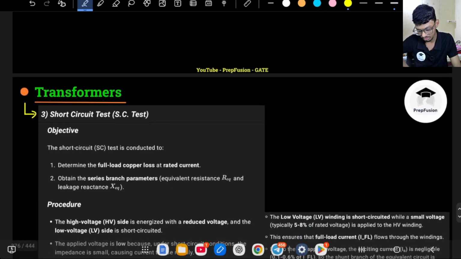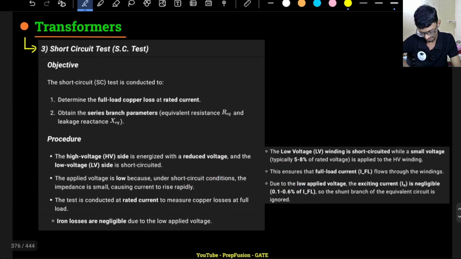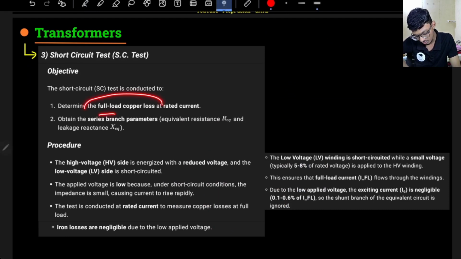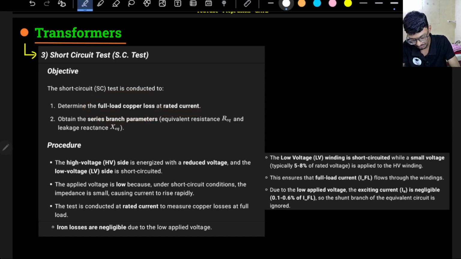Okay, now let's discuss the short circuit test. So what is the short circuit test? The short circuit test is used to determine the full load copper loss at rated current. To find out the full load copper loss, what do I need? What is PCUFL? PCUFL is IFL whole square into RO1.